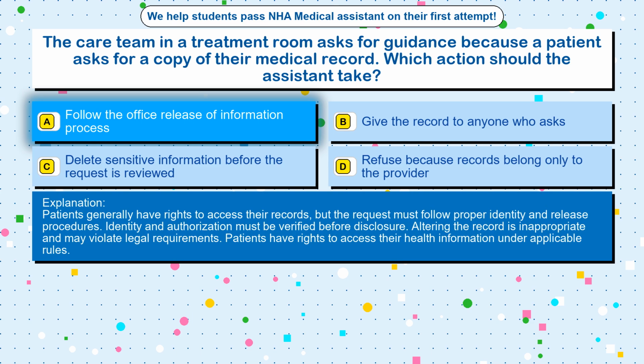Patients generally have rights to access their records, but the request must follow proper identity and release procedures. Identity and authorization must be verified before disclosure. Altering the record is inappropriate and may violate legal requirements. Patients have rights to access their health information under applicable rules.